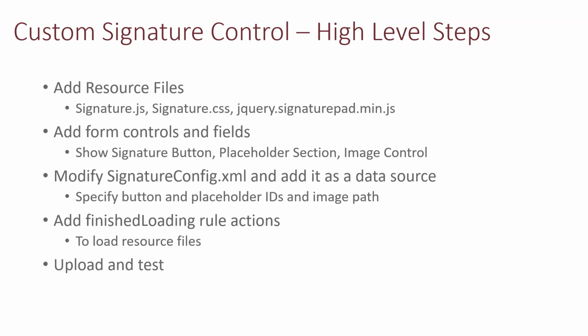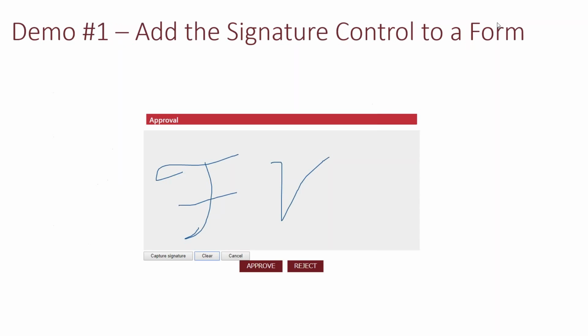I'm going to go through this in my demo, but we also have this documented, so you can follow the steps. You're going to modify a config file, which specifies the control IDs and the path to where the control should store the image when you click capture signature. And last, you're going to have some QRules commands to actually load those resource files that you added in the first step. So let's get to it.